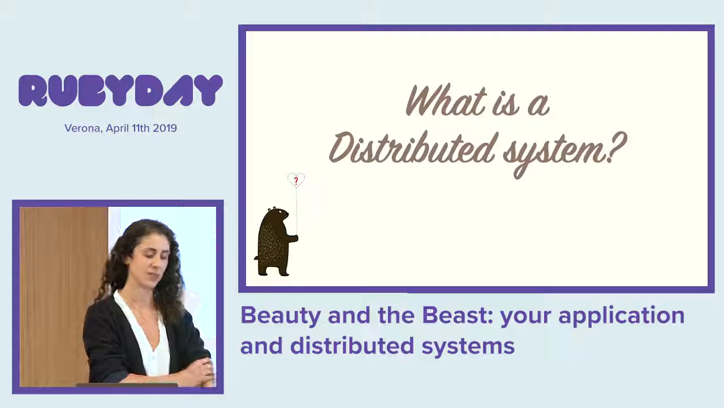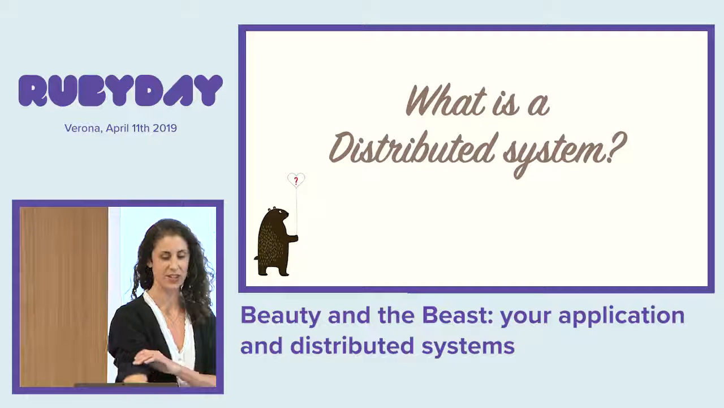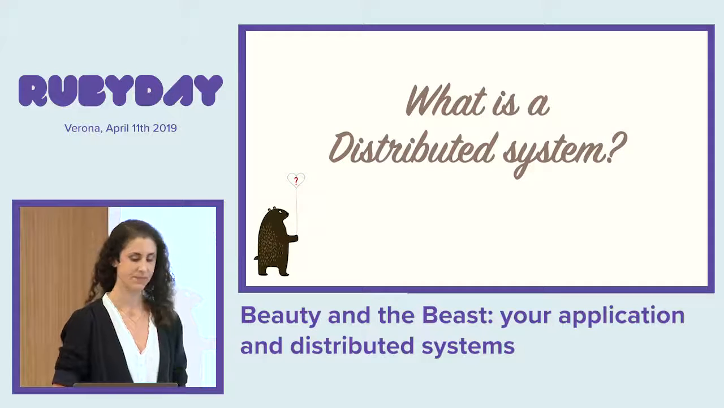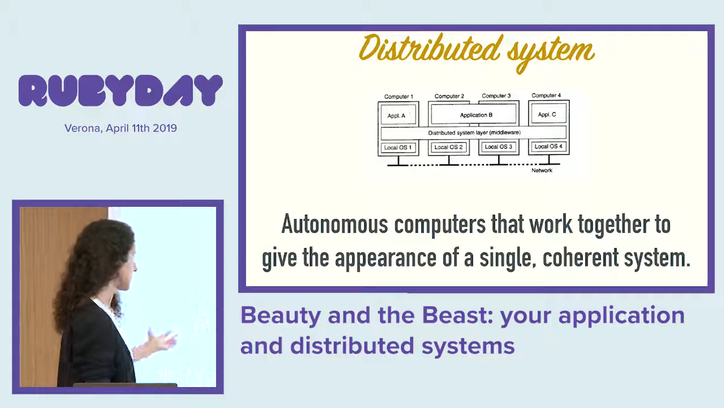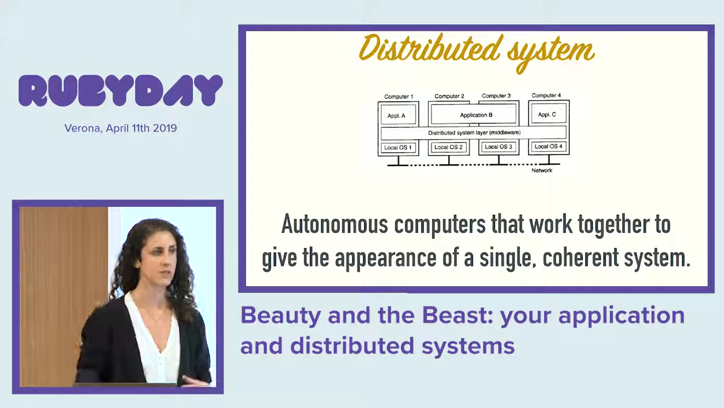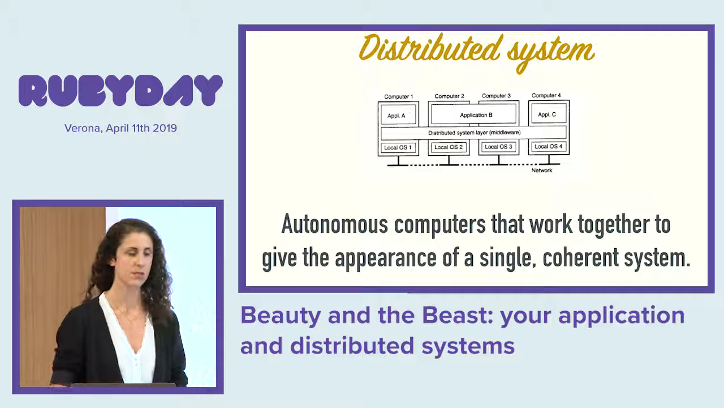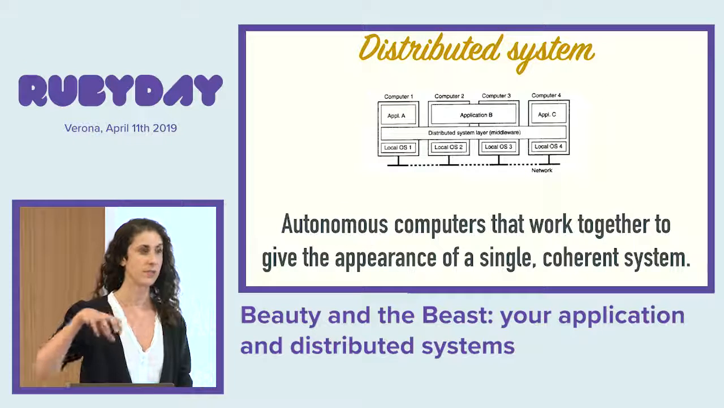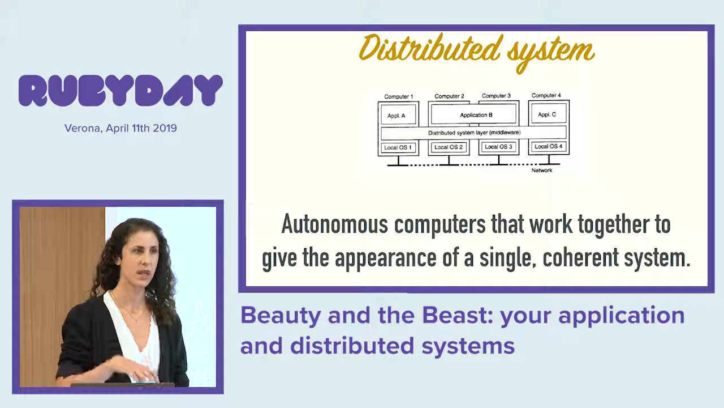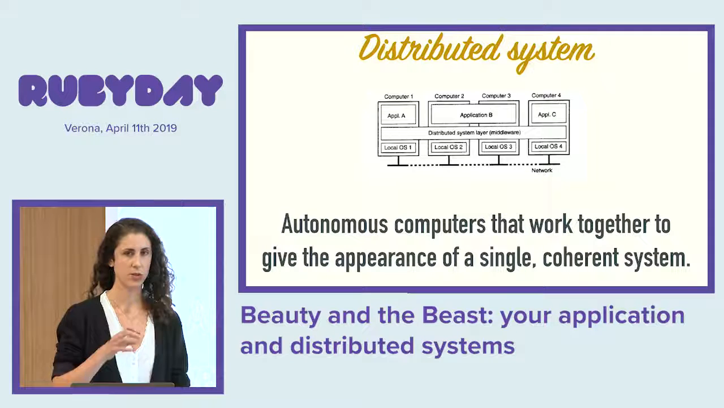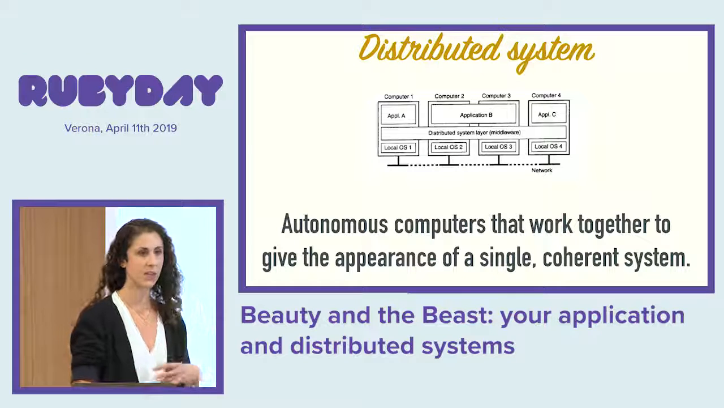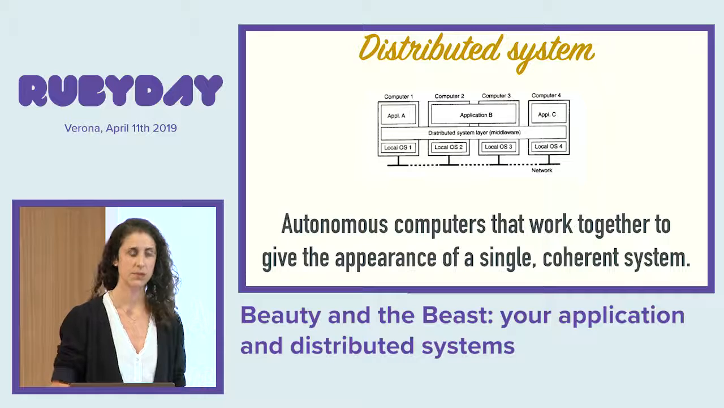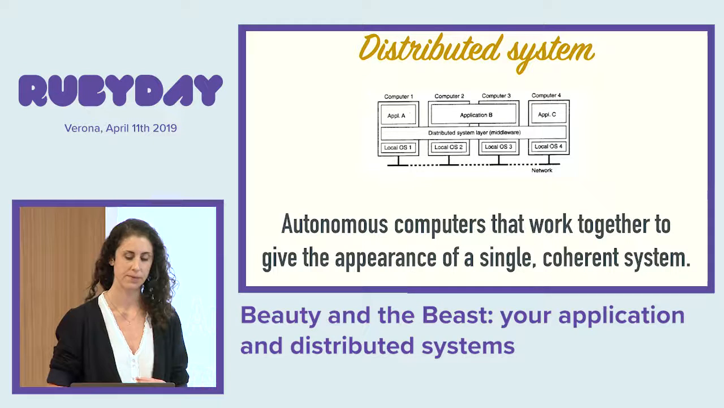So let's take it back to school. Let's go with the academic definition. What is a distributed system? Well, a distributed system is, textbook definition, autonomous computers that work together to give the appearance of a single coherent system. So it's often defined as middleware because you have a distributed system which is a number of different members, a number of different components, but what makes it a distributed system is the glue that pulls them together. So the algorithms, the protocols, the way that they communicate, that's what makes it a distributed system. So it's middleware. It's something that kind of goes in between.